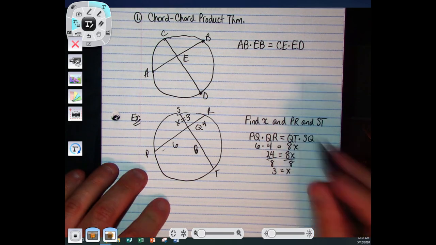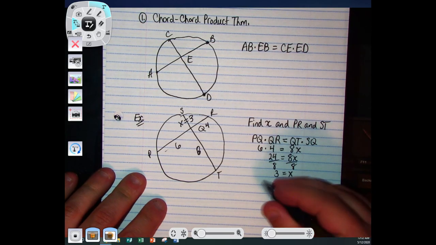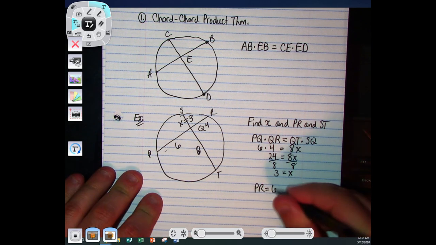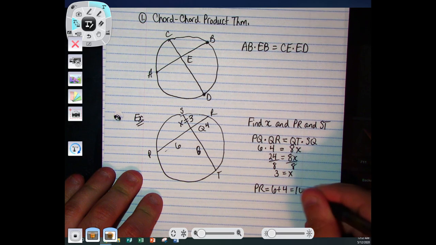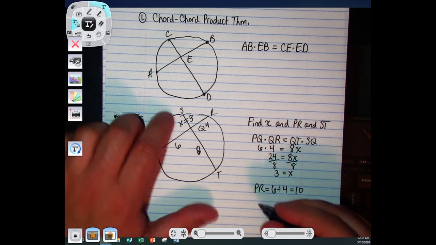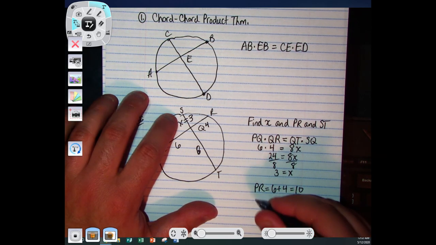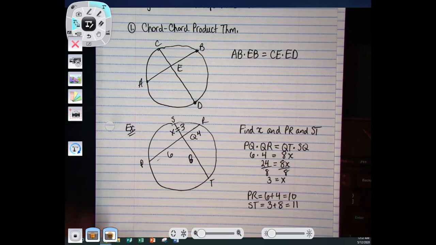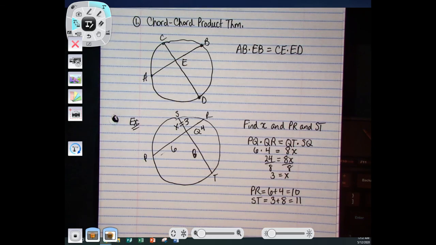Now that we know that, we can already find the length of PR. PR is equal to 6 plus 4, which is 10. And now that we know X is 3, we can find the length of ST by doing 3 plus 8, which gives us 11. That's pretty straightforward.